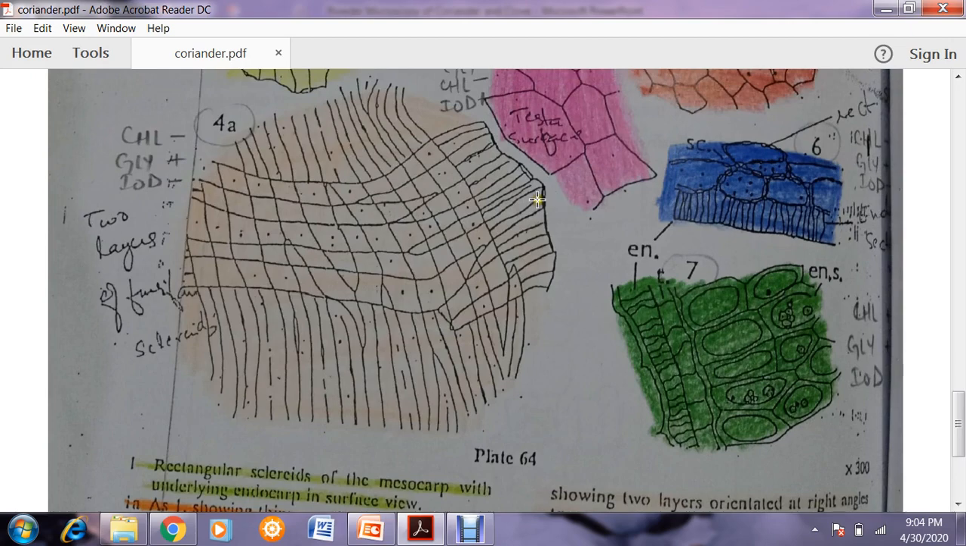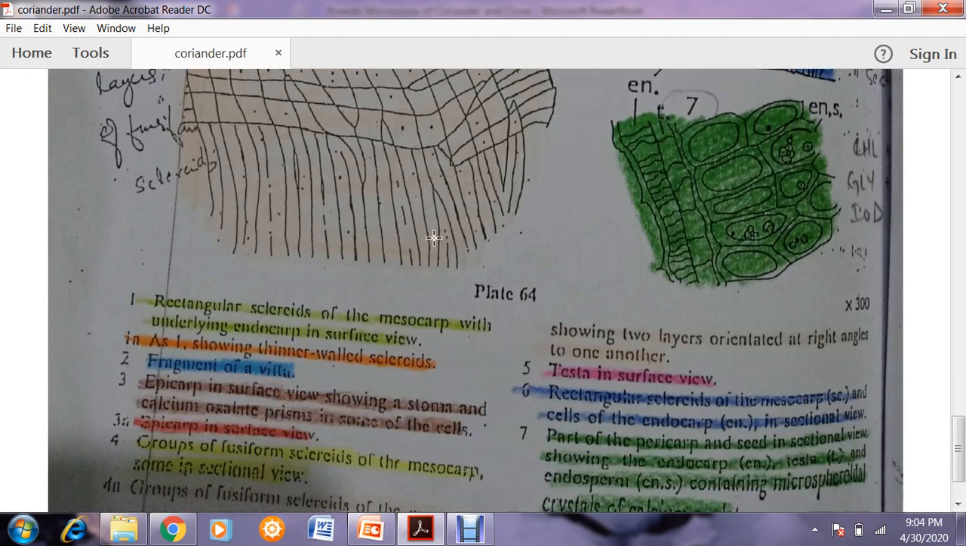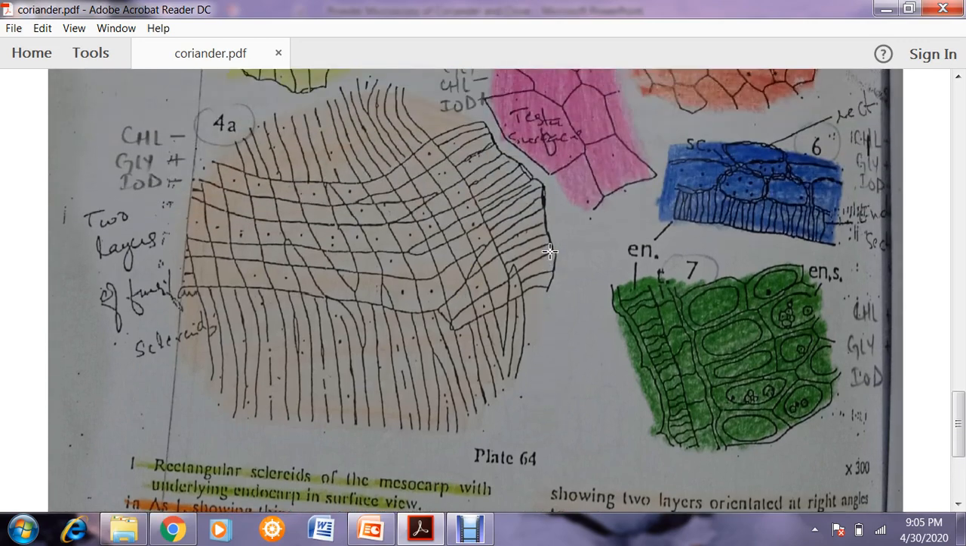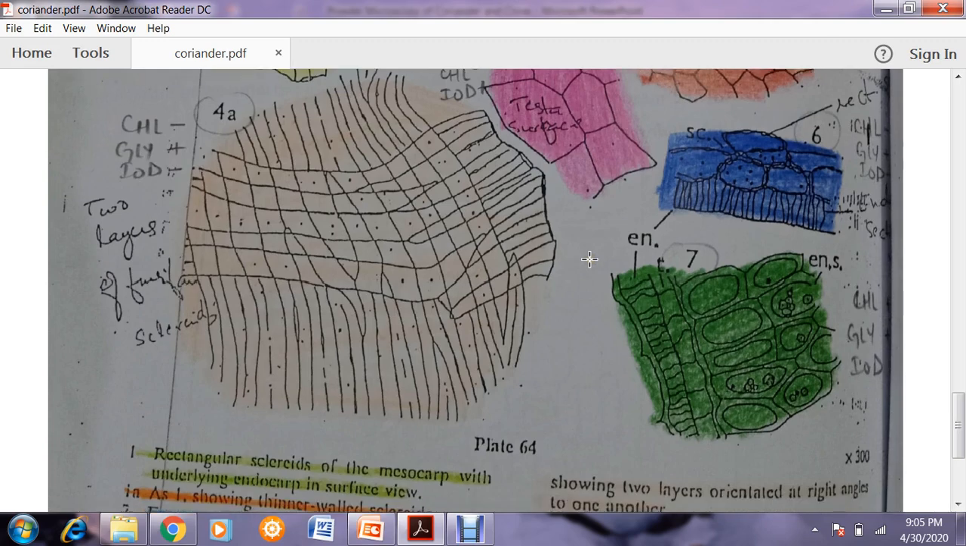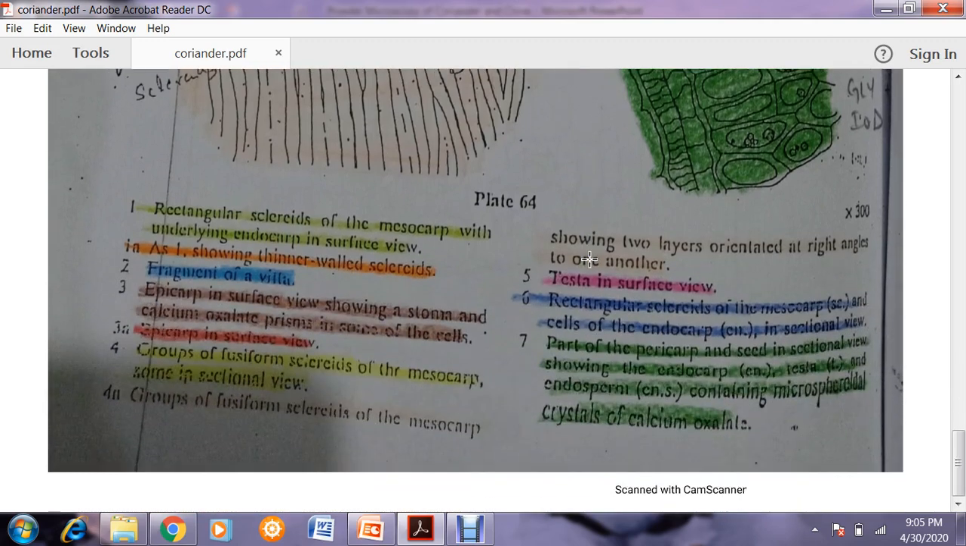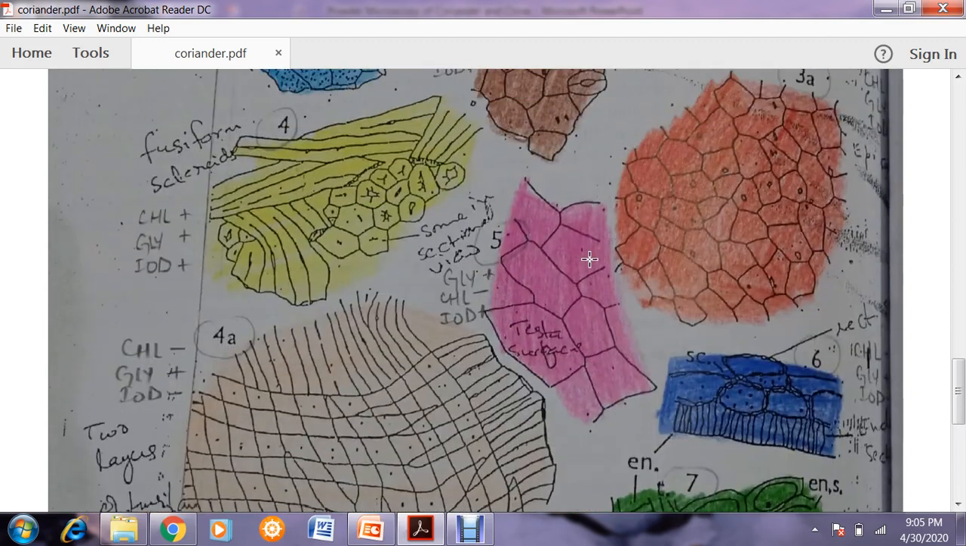So all of this has been covered. What is this one? A group of fusiform scleroids of the mesocarp, same in the sectional view. So 4 is the mesocarp in surface view, and you can see the cells are at right angle to each other. So these are all the features which are present in the coriander seed.